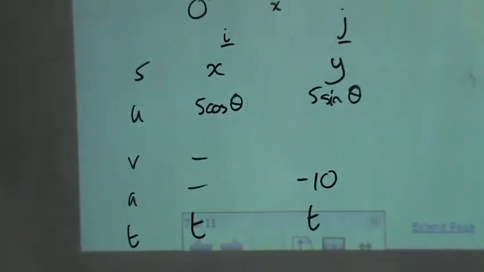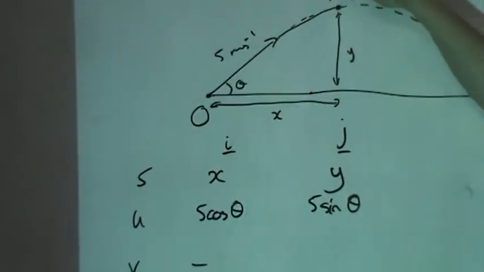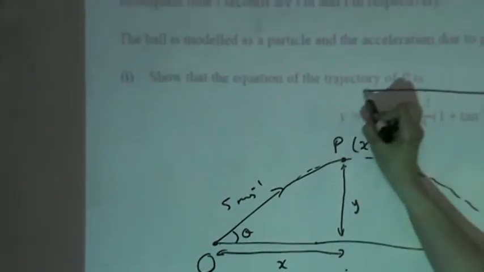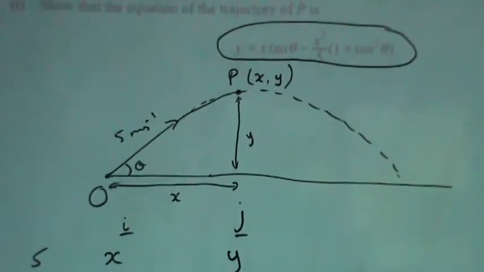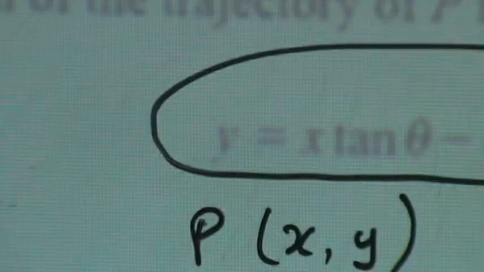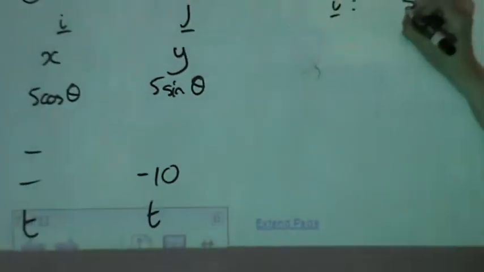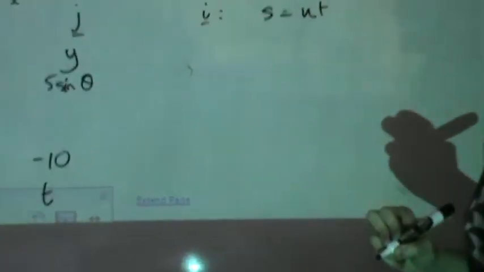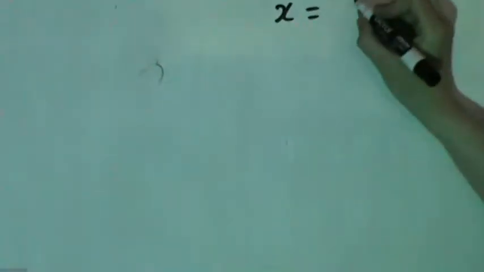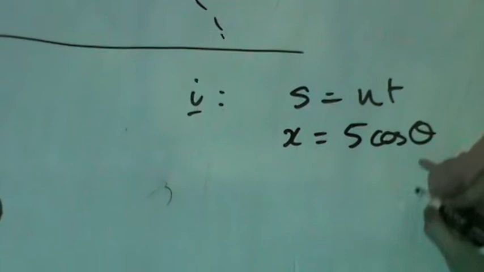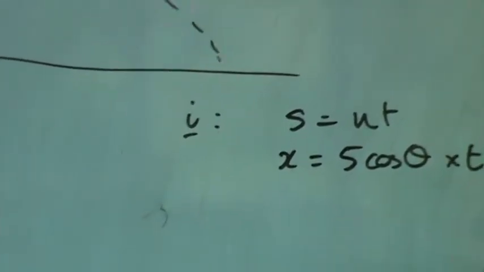We have to show that the equation of the trajectory of P is given as this. So somehow we've got to come up with that. Drawn a picture, written my suvats, checked I've written the right thing, and now I use my equation. So looking horizontally, the only equation we have is s equals ut. Displacement is velocity times time. We put in our information, so 5 cos theta times my time.